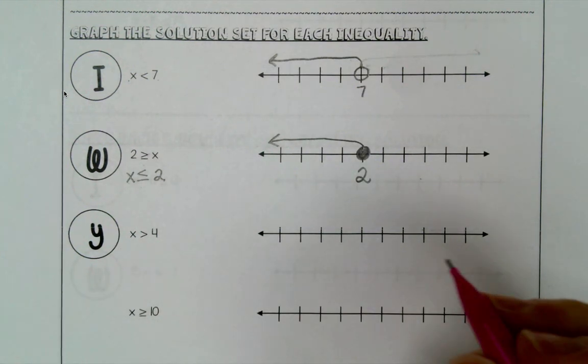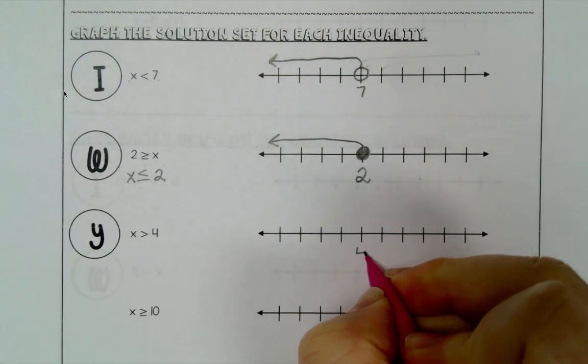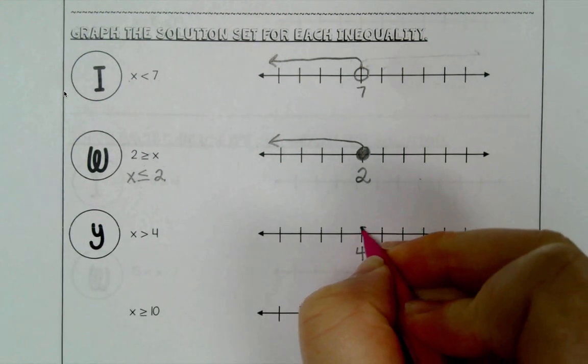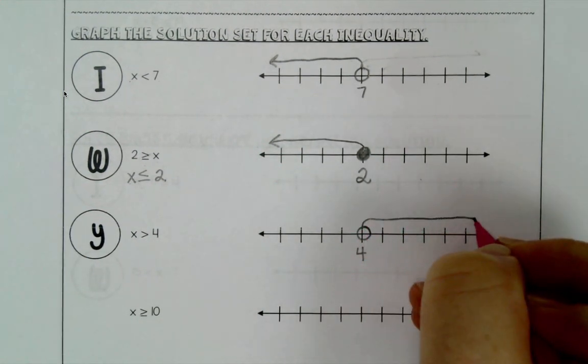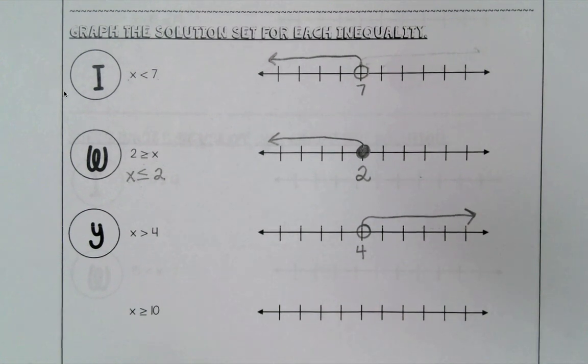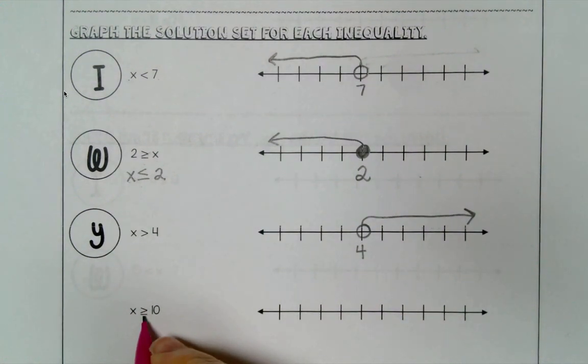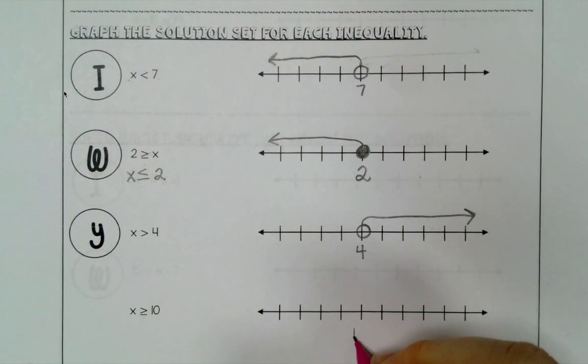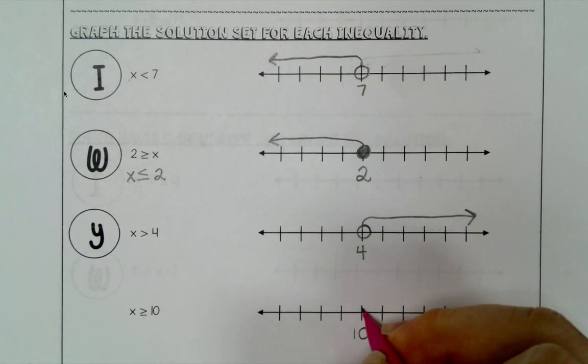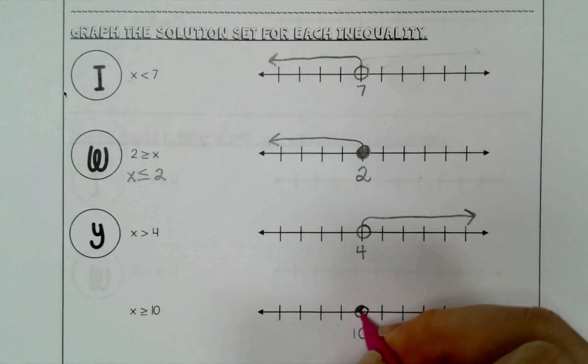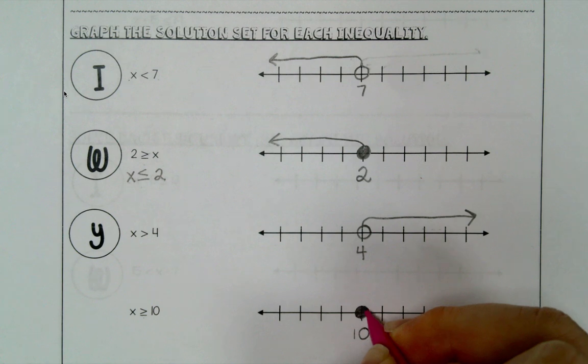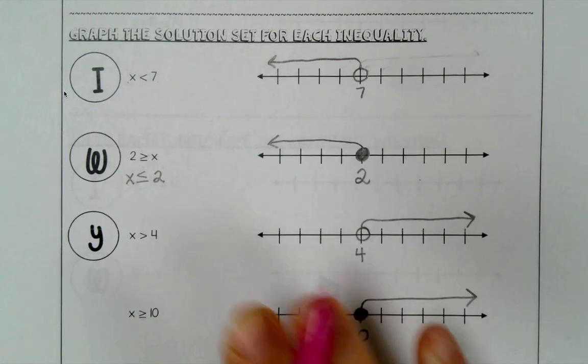X is greater than 4, so 4, greater than is an open circle, and greater than goes that way, okay? X is greater than or equal to 10. 10, greater than or equal to, 10, okay?